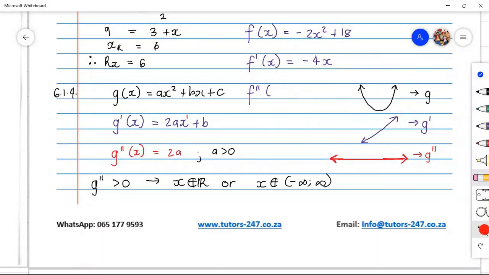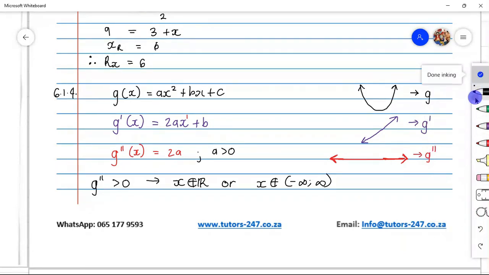So in this case, because we started off with a positive parabolic function, we will have a positive linear function as our first derivative and a positive constant as our second derivative. Thereby, because a is greater than 0, our second derivative of g will be greater than 0 for all x values. So let's move on from that question.